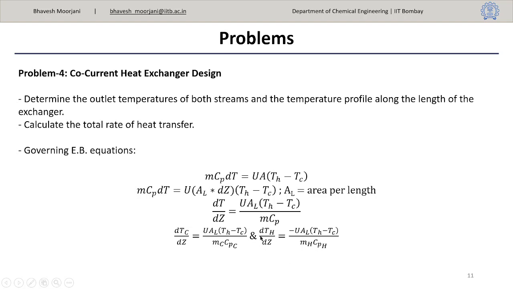But here one thing you observe is that for the hot stream I have written the negative value. Why? Because this is the same energy which is being transferred from hot to cold. Now the cold stream's temperature will increase, so dT by dz will be a positive value, while for the hot stream its temperature is going down, so it should be a negative value. So this will be a decreasing slope, right? Sorry, decreasing value. That's why you have a negative slope, that's why the negative sign comes here.